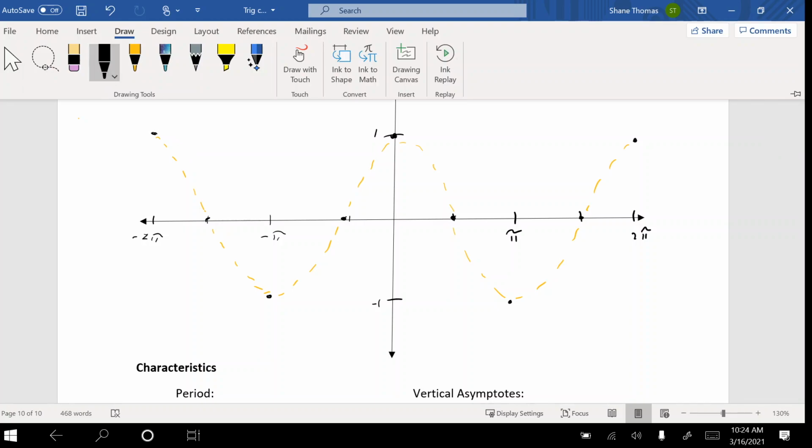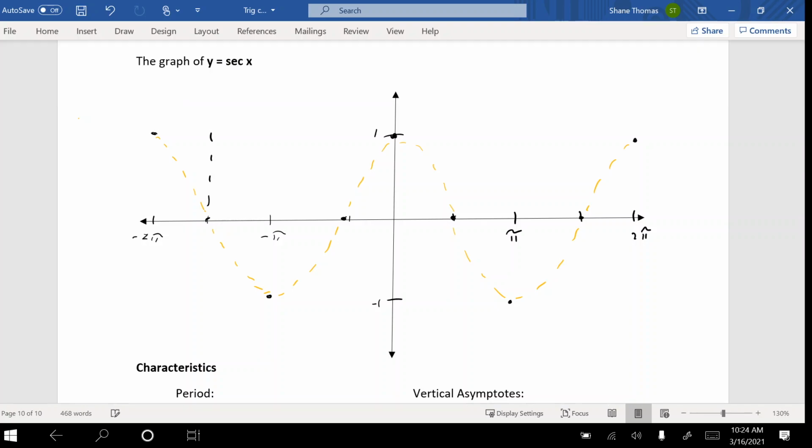So then we're going to have our asymptotes everywhere that there's an x-intercept, same as before. There's going to be one here. There's going to be one here. There's going to be one here. And there's going to be one here. Okay? And then go to every max and min point.